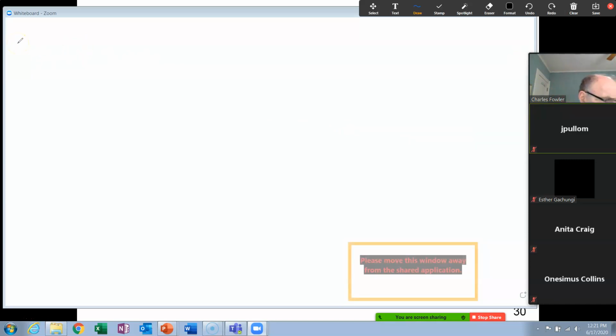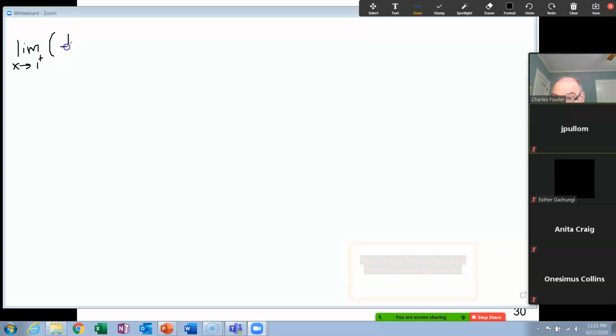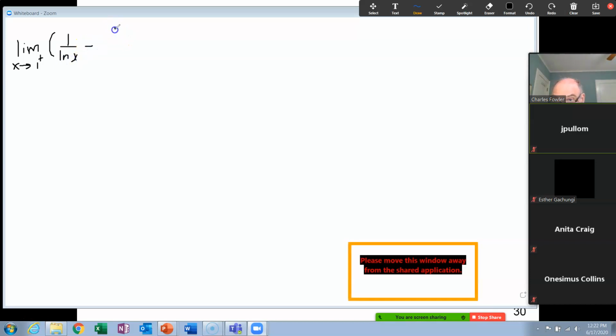Here's our problem. The limit, I don't have it in front of me anymore. The limit as x is approaching 1, I'm pretty much remembering that's from the right-hand side, from the positive side, of, and this expression was 1 over log x minus 1 over x minus 1. Okay. Believe that's what it is.